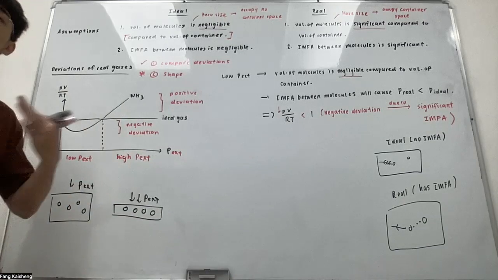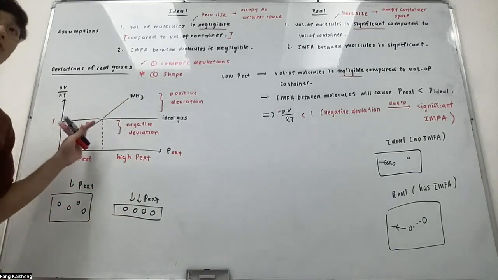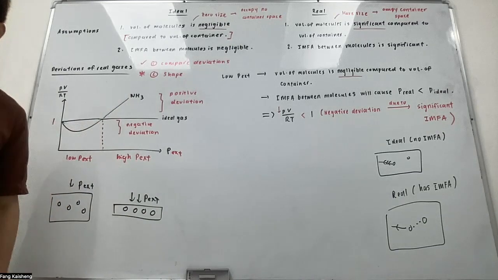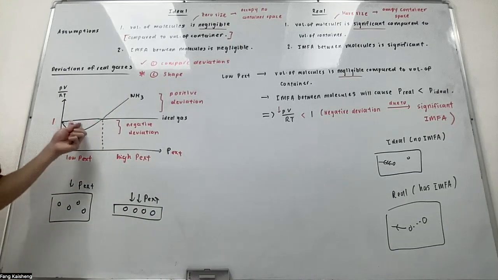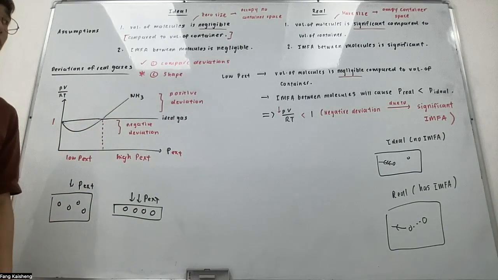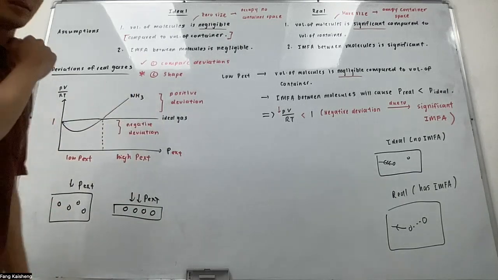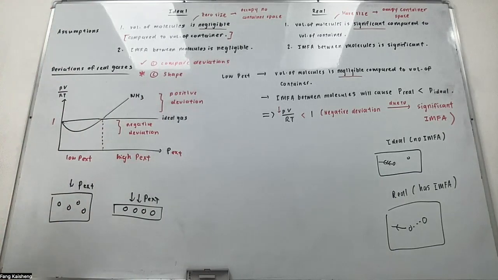So internalize this, because in MCQ they can ask you which part of the graph is explained using intermolecular forces. You must tell them the negative part of the graph. If you say the positive, it's wrong. There's only one part of the graph. We will move on to positive deviation. All right, first, I'm going to give my throat a break.